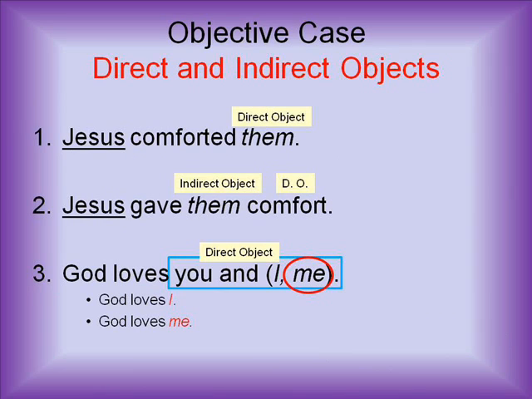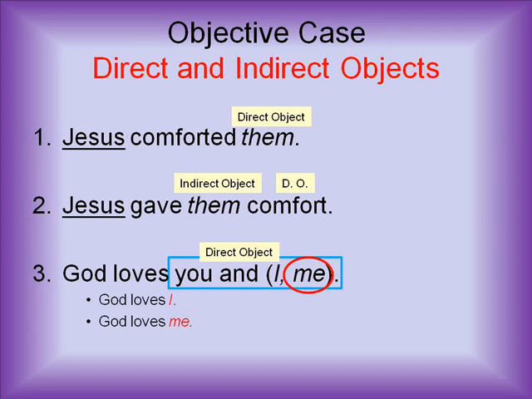Now let's look at some examples here. In the first sentence, Jesus comforted them. Them is the direct object, and therefore we have to use the objective case, and them is a pronoun in the objective case. Number 2, Jesus gave them comfort. Now this time the word them is the indirect object, but still we use the objective case.